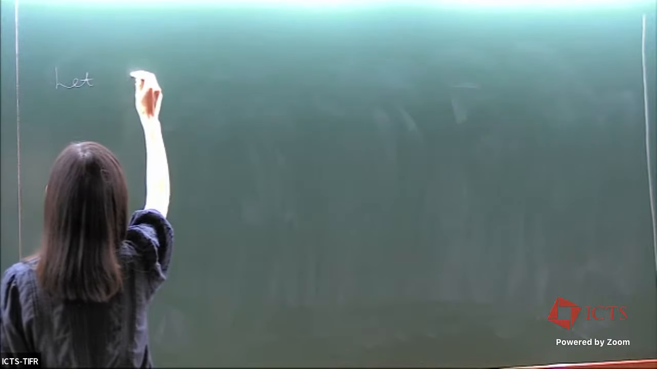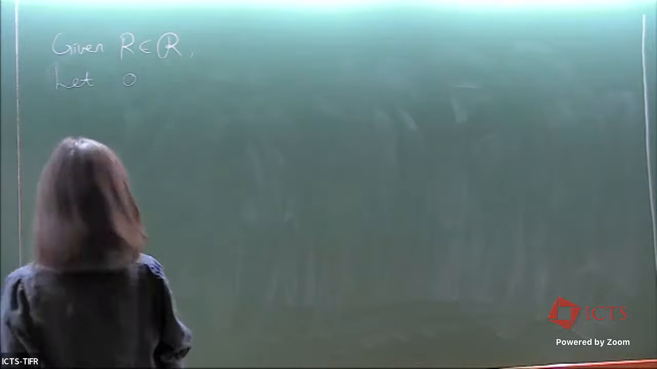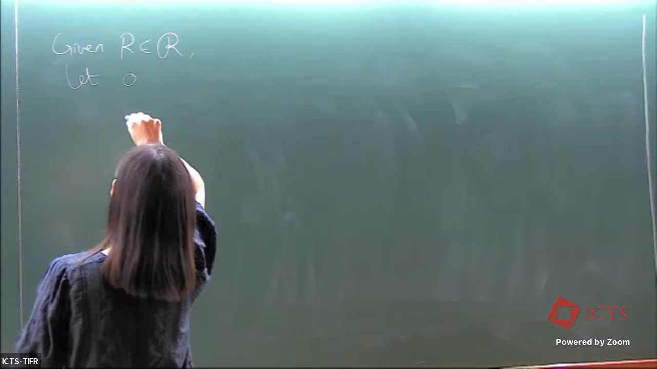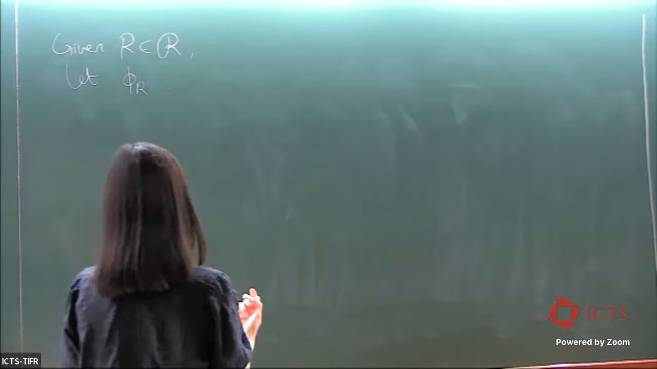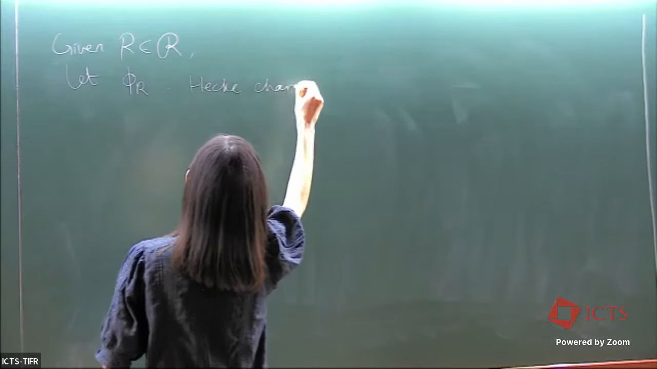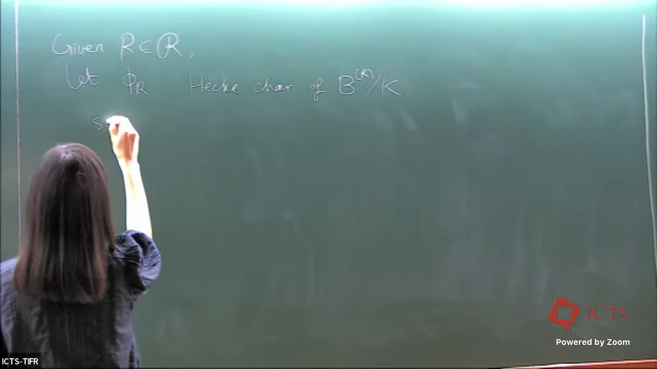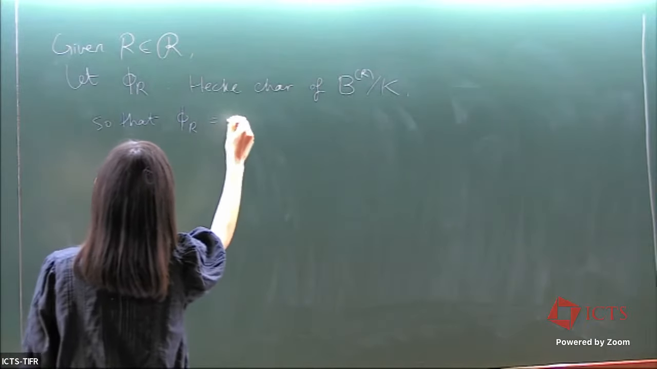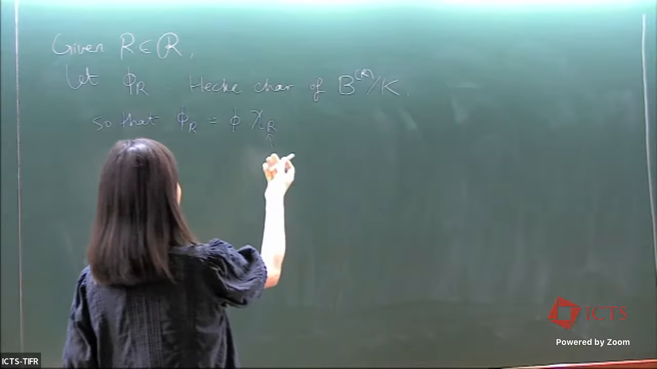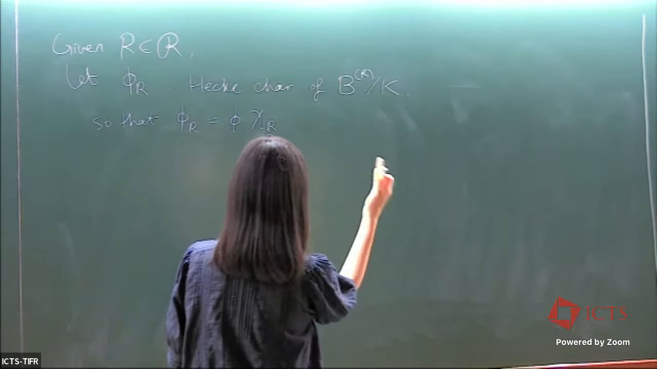Let's let, given R in curly R, phi R be the Hecke character of the twisted abelian variety B R, so that phi R is just equal to phi times chi R, where this is the quadratic abelian character defining the quadratic extension K square root of R over K.